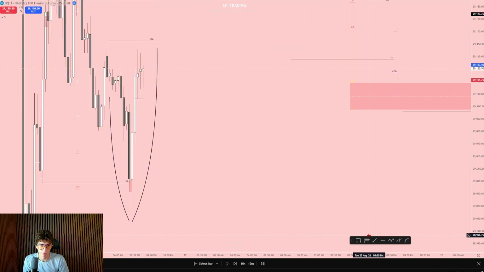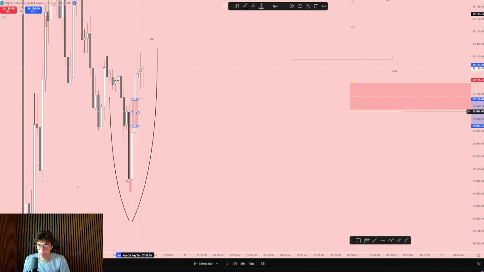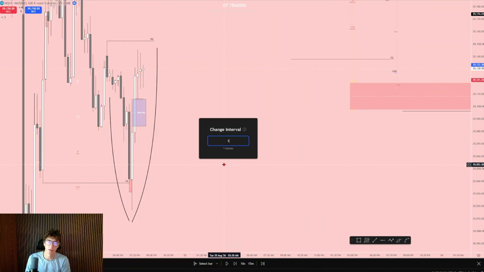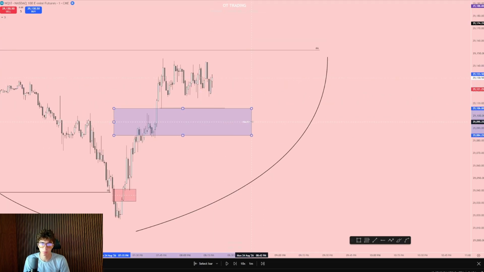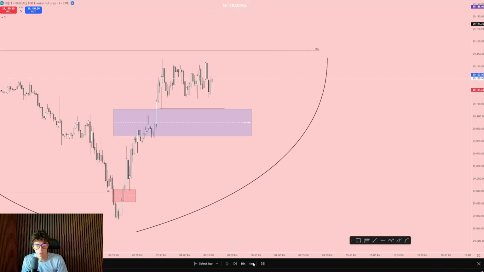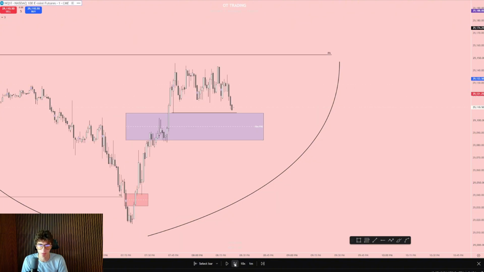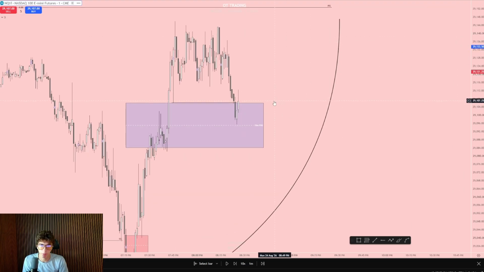So we do have a 15-minute gap here that is unmitigated right here. And so now obviously we want to see this get traded into with some sort of displacement out, so we can look for an entry. So we get the displacement lower here, a sweep of it. Now we want to see some sort of reaction. So we have an IFEG here, this 1-minute IFEG.